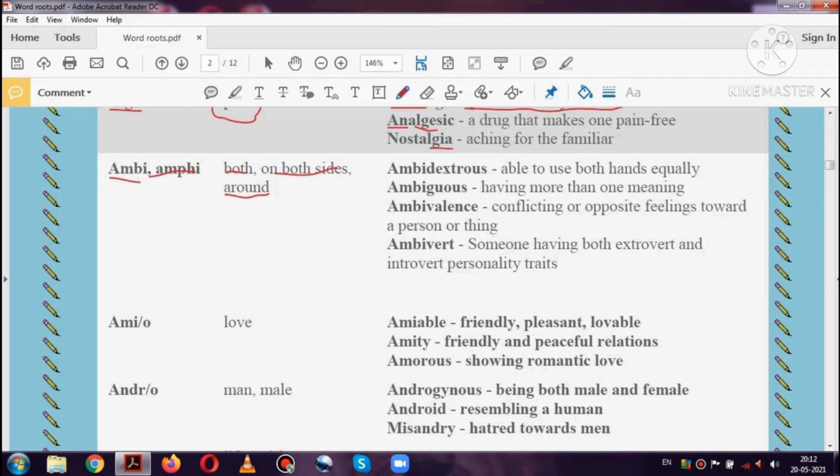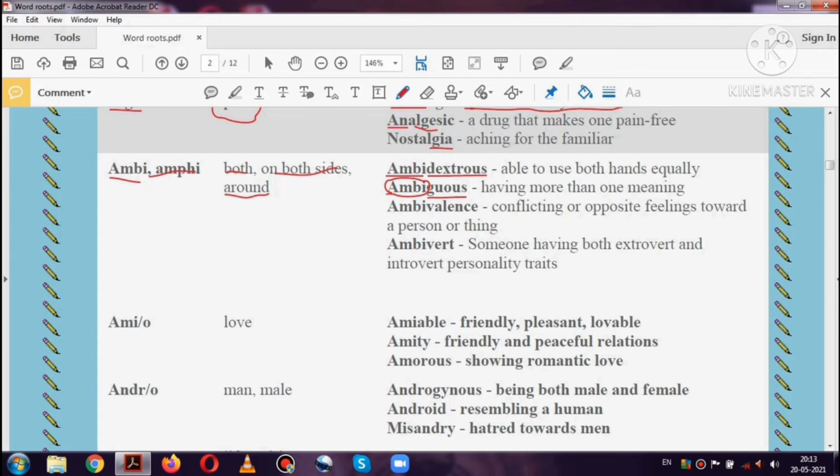Here ambi means on both sides or both, and dexterous means skilled. So the person who is able to use both hands equally is known as ambidextrous. The next word is ambiguous. Here again ambi means both sides. So something that has more than one meaning is known as ambiguous, which means unclear. One meaning, or synonym, of ambiguous is unclear.